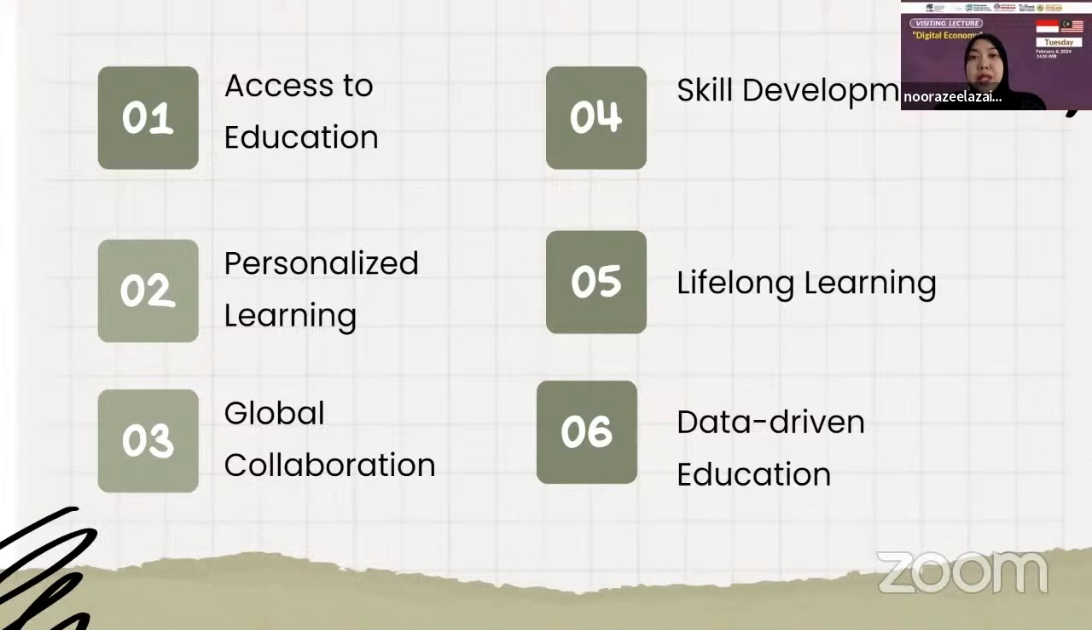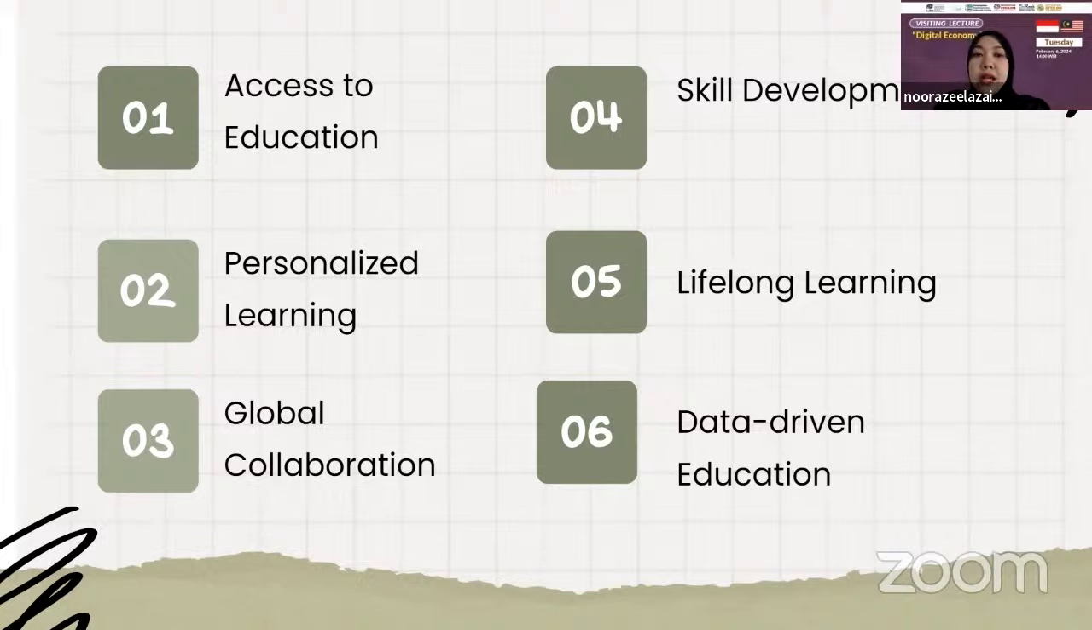Okay, then we have skill development. Digital technology plays a crucial role in equipping students with the skills needed for success in the digital economy. So educational programs focusing on digital literacy, coding, data analysis, and technology integration prepare students for careers in emerging fields and equip them with the skills necessary to navigate an increasingly digital world.